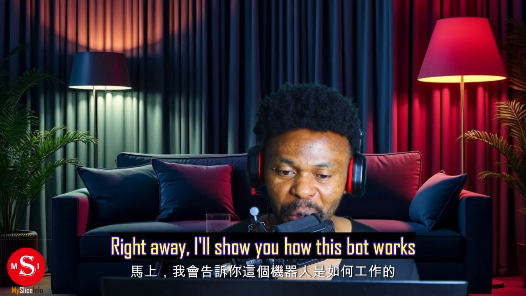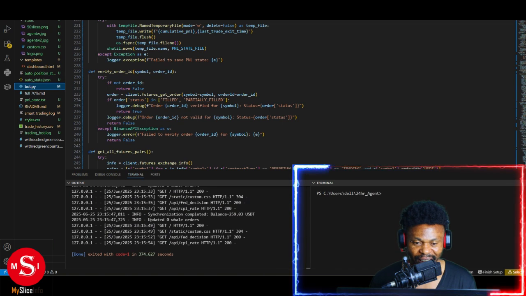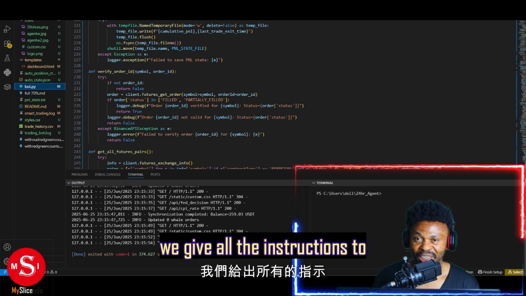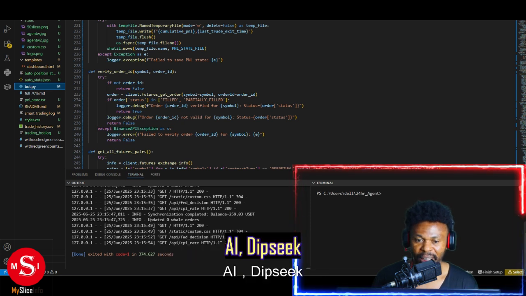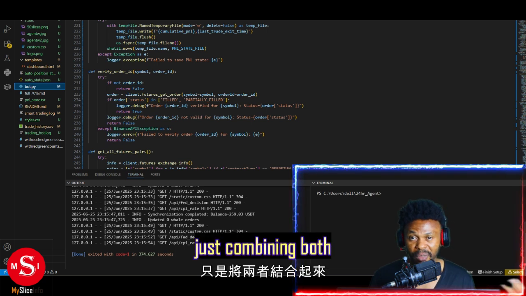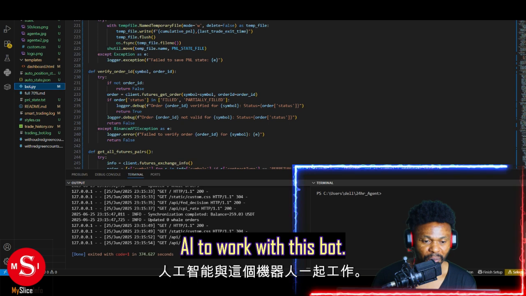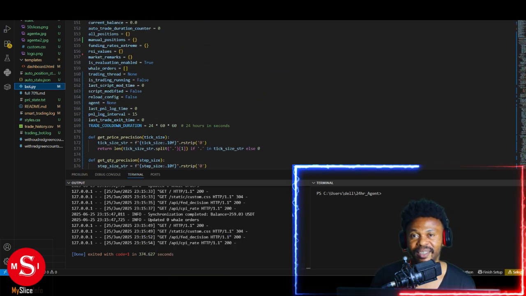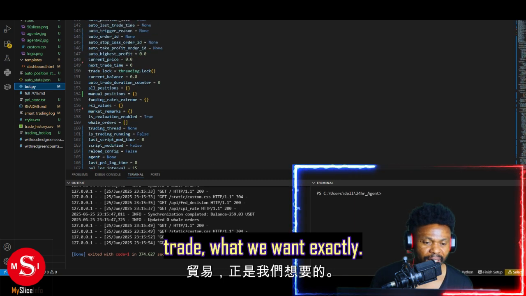Right away, I'll show you how this bot works, and it's pretty straightforward. First, the bot is built with Python, and we gave all the instructions to the AI, Deepseek AI, and also we use Grok AI on Twitter, combining both AIs to work with this bot. We give all the instructions as per the trade, what we want exactly.